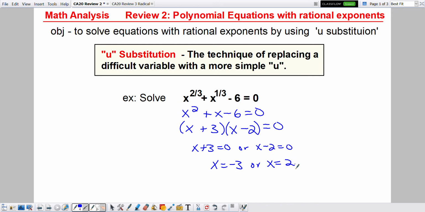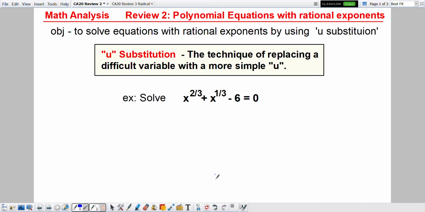Okay? Wouldn't it be nice if it was that easy? Well, I can tell you it is almost that easy, okay? But that's not what this problem is. We need to include the fraction. And so instead of doing it this way, I'm going to go ahead and restart this. We're going to do this using a method called U substitution.